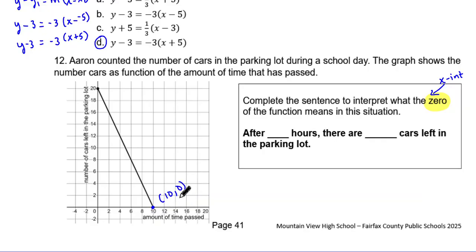What this means is, remember that the x is the amount of time passed. So at 10 hours, the y represents the number of cars left. It's 0 cars left. So after 10 hours, there are 0 cars left in the parking lot. Again, the key here is to know what the word zero means, and then you go from there.